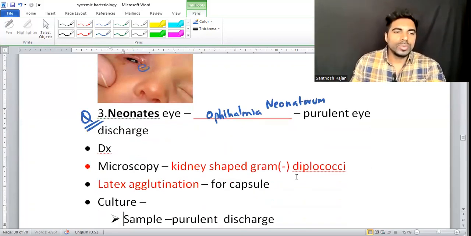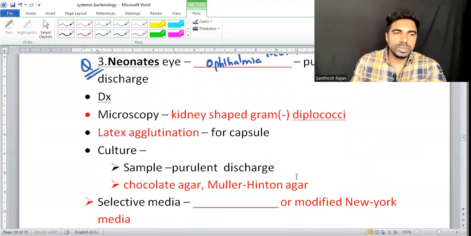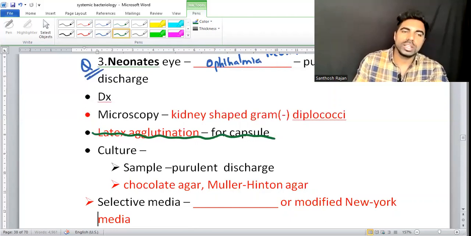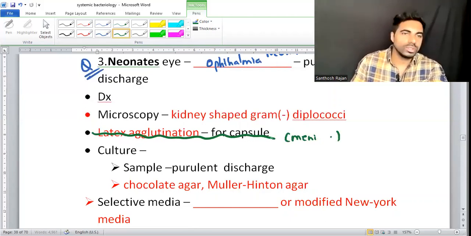Now, under the microscope, you already know it's a kidney-shaped diplococcus, seen on Gram stain. Latex agglutination can be done for capsule, but unfortunately here we don't have a capsule. That is for meningitis. Capsule is catastrophic, in meningitis only. So for meningitis you can do the latex capsule test, not for this one.